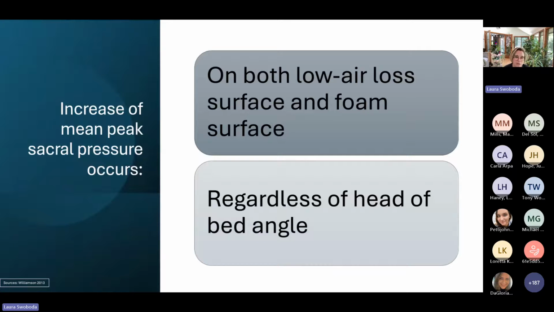And that increase of mean peak sacral pressure occurs on both low air loss surfaces and foam surfaces, and regardless of the head of bed angle. So you might say, oh, well, it's only when the head of bed is up or something, but no, they tested it at various head of bed angles as well. And they saw that at any head of bed angle.